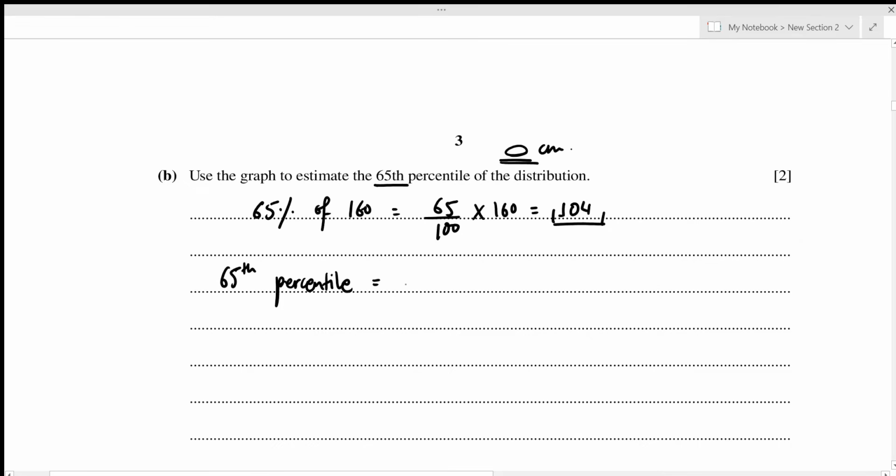That's going to be the height of 136 centimeters. So this just means that 65% of the total sunflowers, which is 160, that's 104. So this means that 104 of the sunflowers are going to have a height less than 136 centimeters.